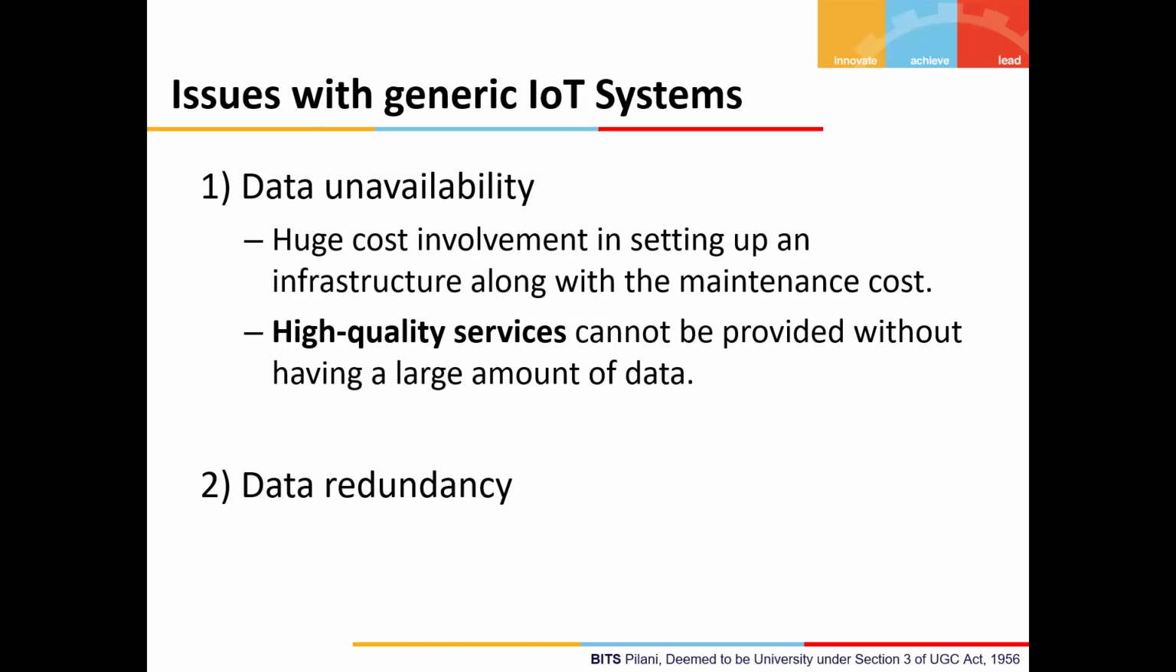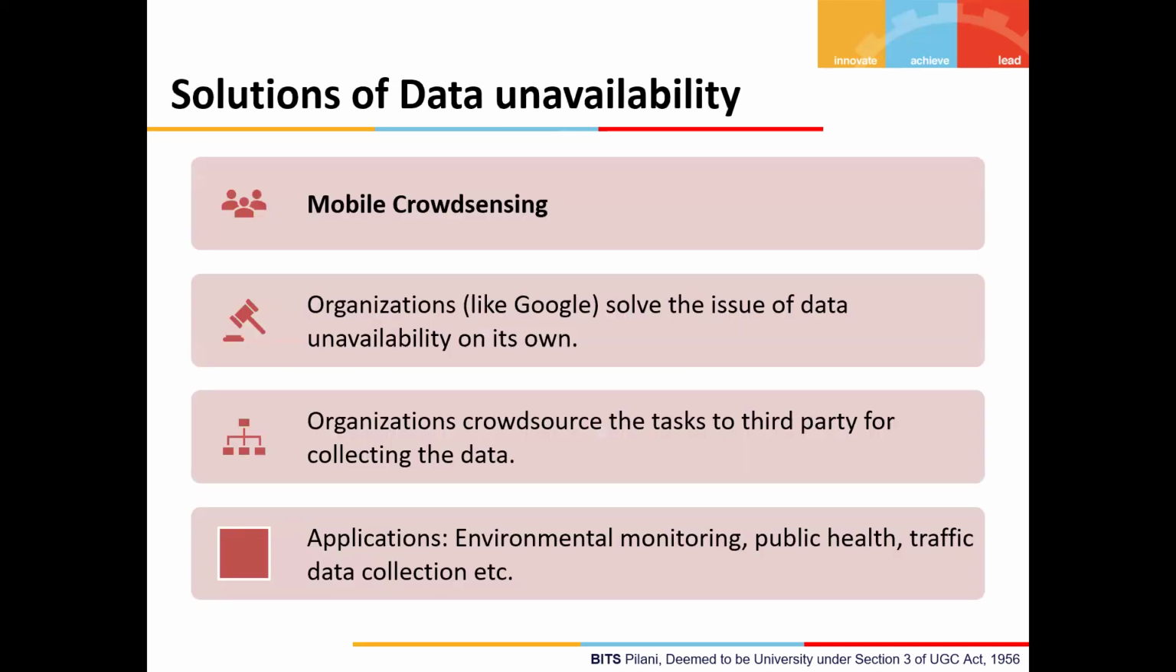Let's say there are two or multiple organizations who want to collect the same kind of data, right? So what they will do, they will deploy their own sensors, right? And even though their requirements are the same, they still have to deploy their own sensors and collect the data. So that's the data redundancy problem. The solution of data unavailability is mobile crowdsensing.